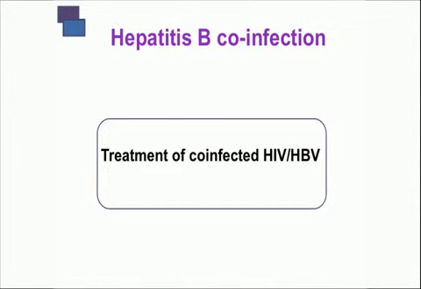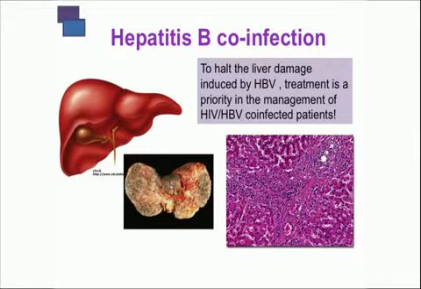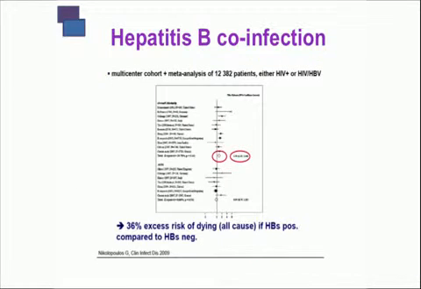What about treatment? I think I gave you the idea that we have to stop very rapidly the progression of this disease. So to halt the liver damage, treatment is a priority in co-infected HIV-HBV patients. And just to reinforce this, a very important publication was a meta-analysis that included more than 12,000 patients, HIV co-infected. The conclusion was that there was an increased risk of 36% of dying of all causes if the patient was B positive compared to B negative.